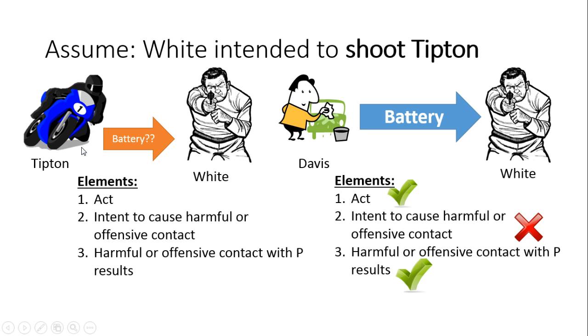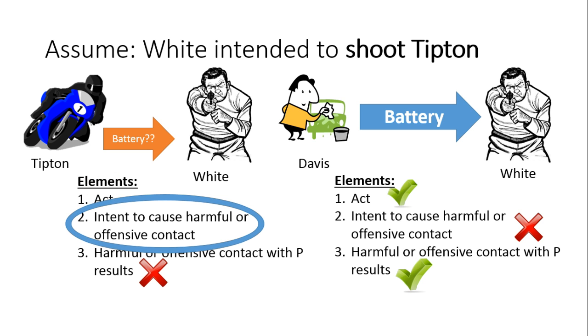Now, we know that he doesn't actually shoot Tipton, but that doesn't matter because all we're transferring is the intent element. So we have the intent to cause harmful or offensive contact to Tipton, and we're allowing that to transfer over to the battery claim Davis is bringing against White. So now Davis can prove all three elements of his battery claim: act, intent, and result, because he's transferring the intent from the battery to another person.